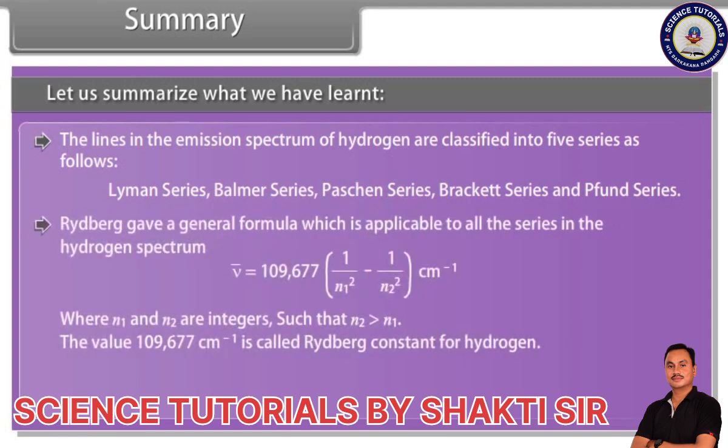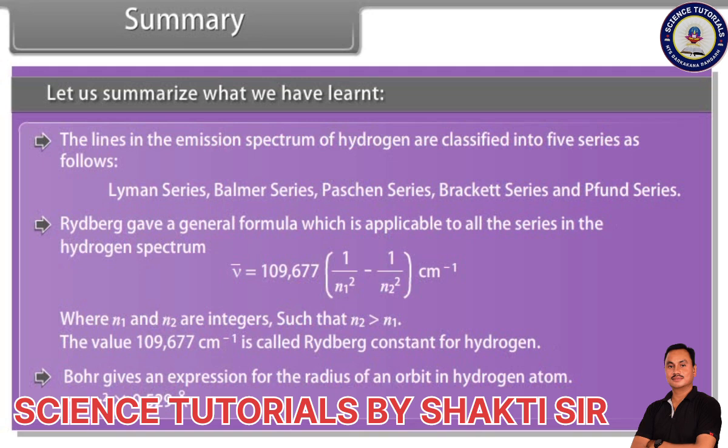Rydberg gave a general formula which is applicable to all the series in the hydrogen spectrum. The value 109677 per centimeter is called Rydberg constant for hydrogen. Bohr gives an expression for the radius of an orbit in hydrogen atom. Rn = n² × 0.529 angstrom.